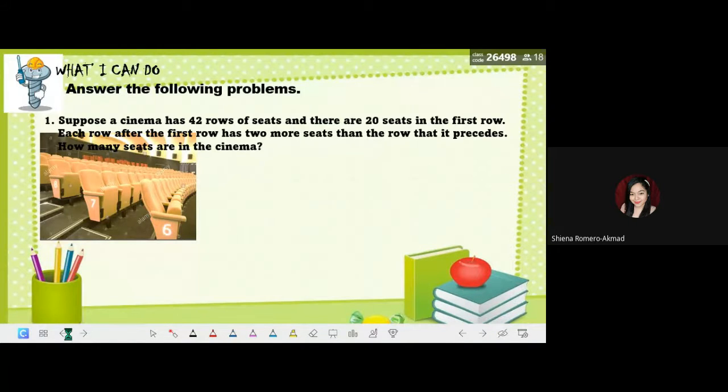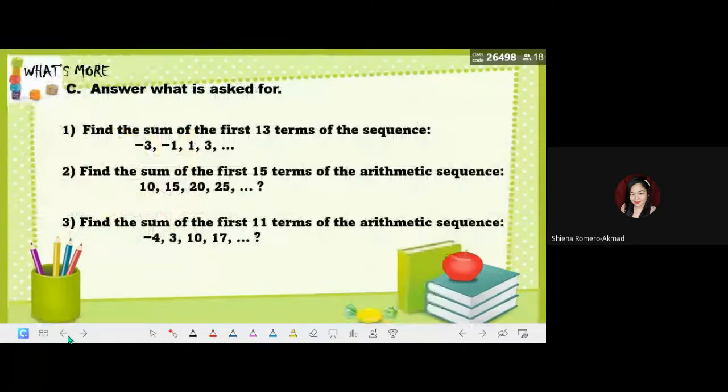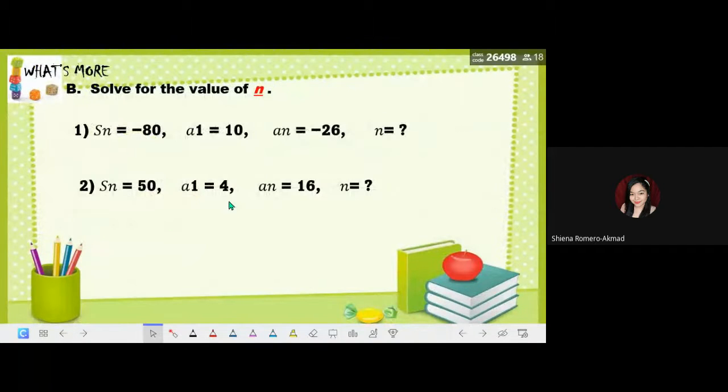Dito na tayo sa susunod na mga example. So ito naman, ang kaibahan nito, hindi ka maghahanap ng sum. Hindi mo kukunin yung sum nila. Pero binigay na yung sum, binigay yung first term, at binigay yung last term. Ang kailangan natin is yung n. Paano naman natin isosolve yung n? Negative 80, 10, negative 26.